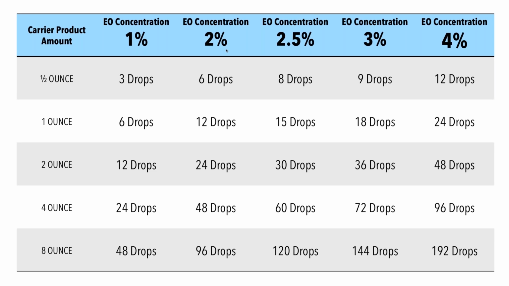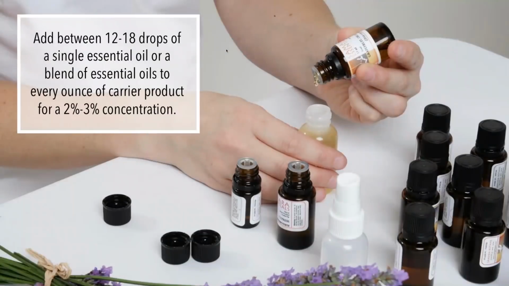So you really want to pay attention to 1 ounce and 12 to 18 drops, because 1 ounce of carrier is just about the perfect amount for a full body massage. So you'll use 1 ounce bottles and 1 ounce carriers quite a bit as a massage therapist. You usually end up with just a bit that you can send home to your client. So the point that I really want you to take on board right now is you want to add between 12 to 18 total drops of a single essential oil or a combination of essential oils to a carrier product for a 2% or 3% concentration of essential oils.